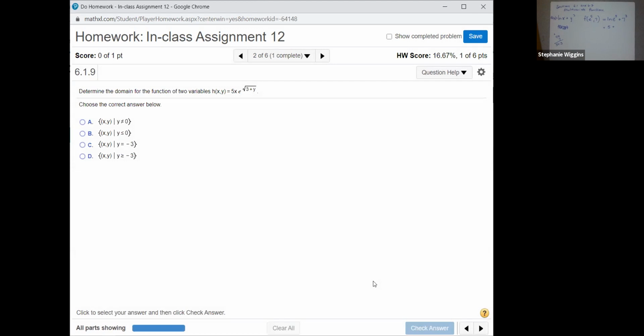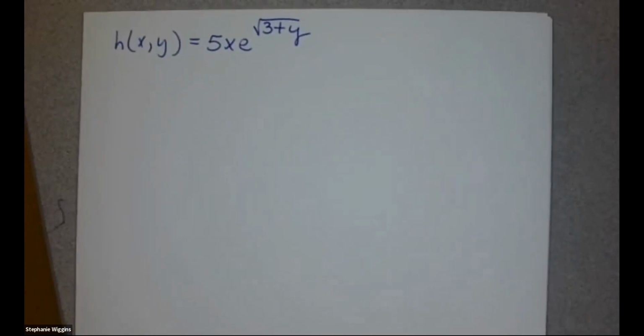Now, the next 3 problems come directly from your homework, and I always like to do these in class for students because I find that a lot of students, they're not too difficult. It's just they're not sure how to handle the situation. So we have a function here, h of x, y is equal to 5x e to the square root of 3 plus y. And we are asked to define the domain.